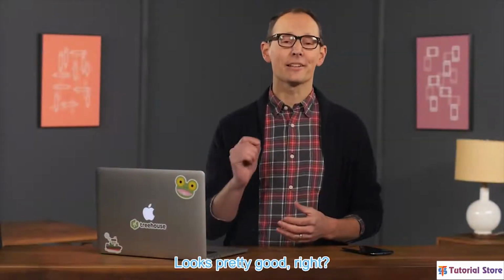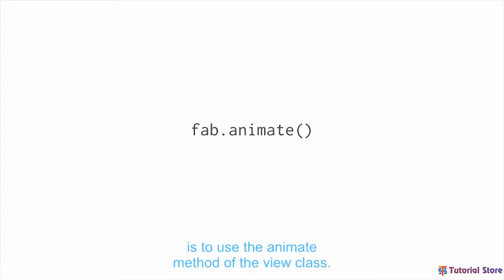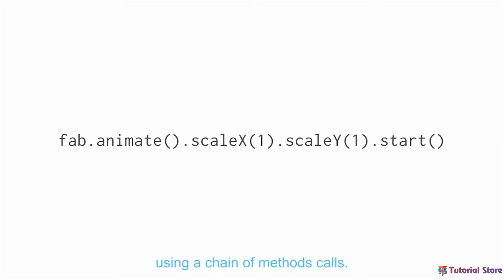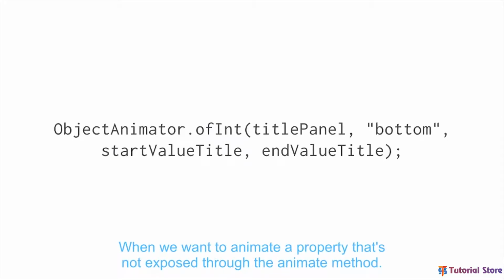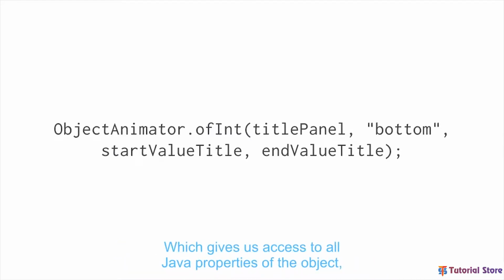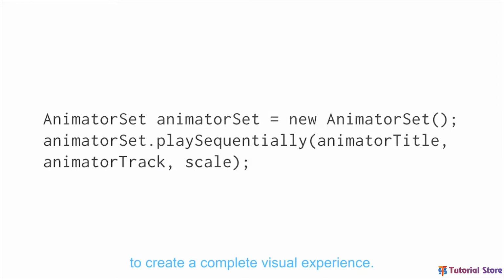Looks pretty good, right? Let's recap what we've learned so far. The simplest way to create a property animation is to use the animate method of the View class. It gives us a Fluent API that allows us to configure the animation using a chain of method calls. Very convenient. When we want to animate a property that's not exposed through the animate method, we can use the underlying ObjectAnimator, which gives us access to all Java properties of the object that we simply reference by name. We can use AnimatorSet to coordinate the ordering of multiple animations to create a complete visual experience. This is often called choreographing.